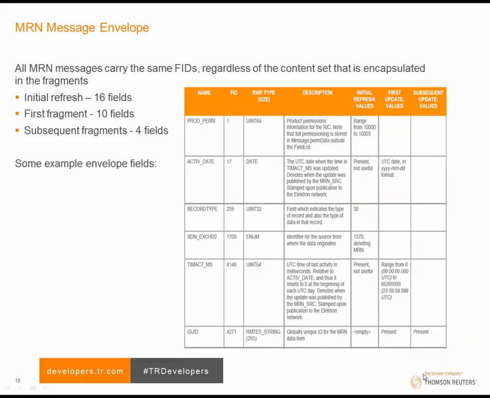Let's take a look at some of the feeds that we should be encountering in the envelopes. There are 3 types of MRN envelopes that we could be seeing. The initial refresh set consists of 16 feeds. First fragment will be 10 feeds, and subsequent fragments, if there is more than one fragment in a specific item, would just be 4 feeds. And I will also point these messages out when we are running the demos.